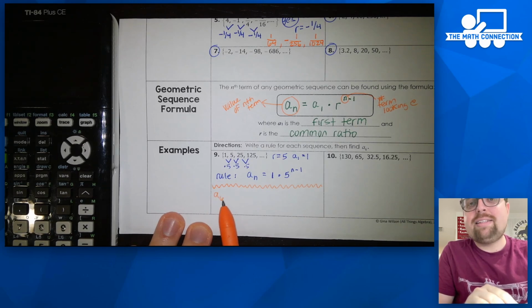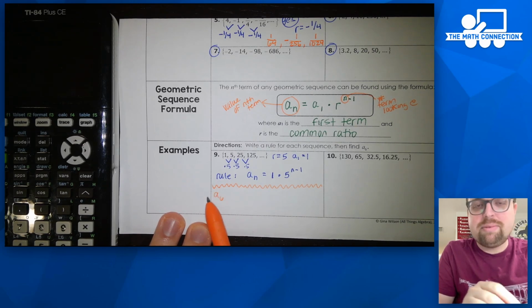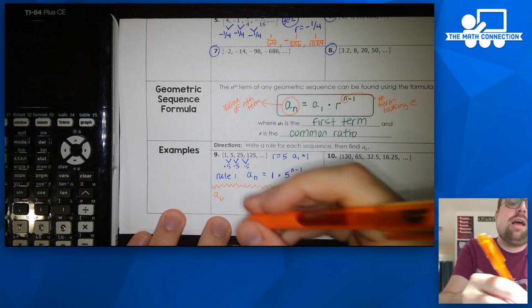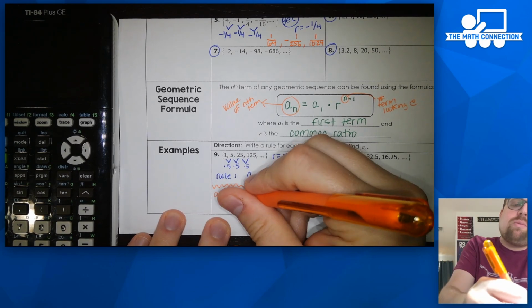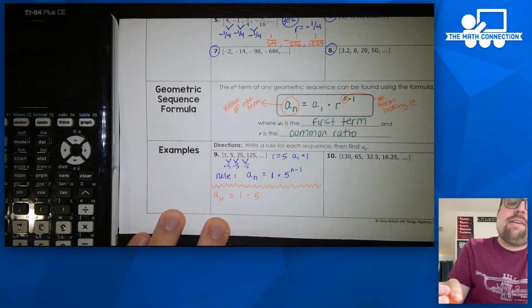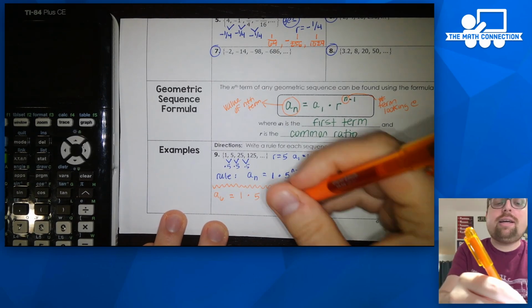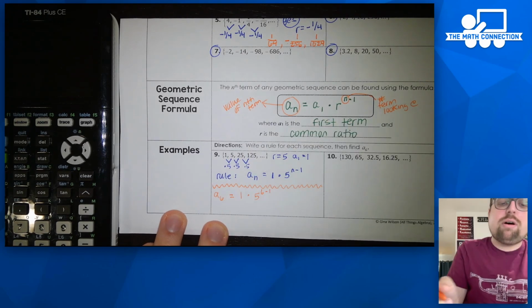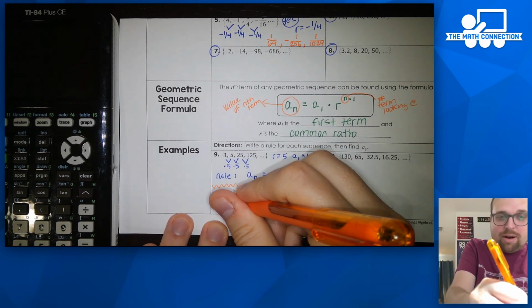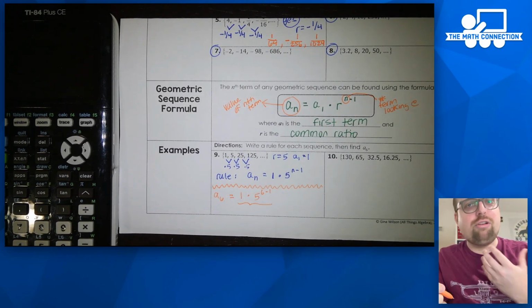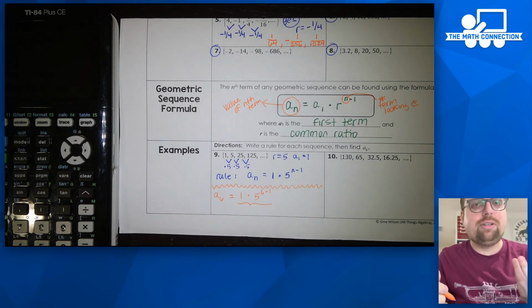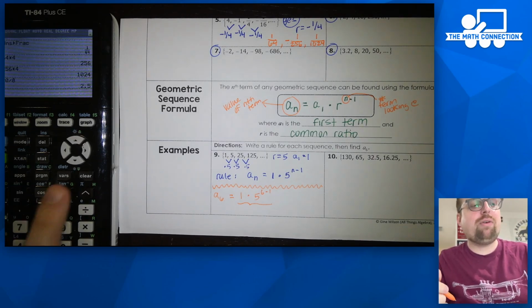So I know n is 6, but I need to know what a sub 6 is, or what the sixth term is. So we're going to use our rule, which is 1 times 5 to the power of n minus 1. N is now 6, so 6 minus 1. And this part right here is all a numerical value now. So all you really need to do is just calculate that and you will have your answer.